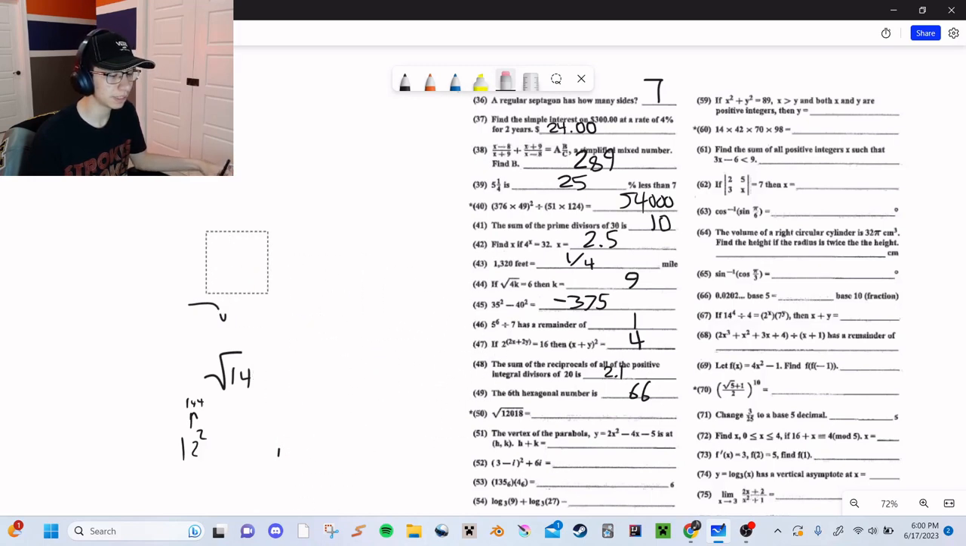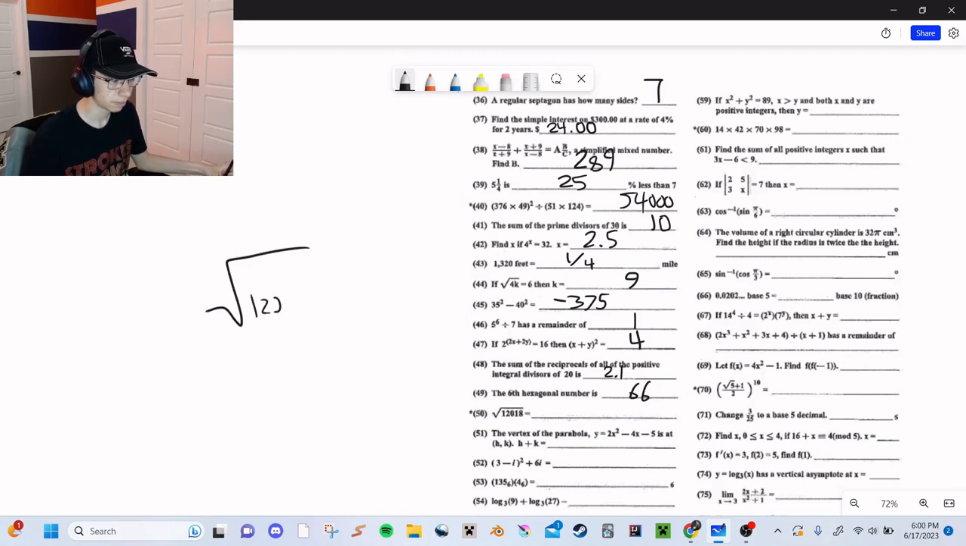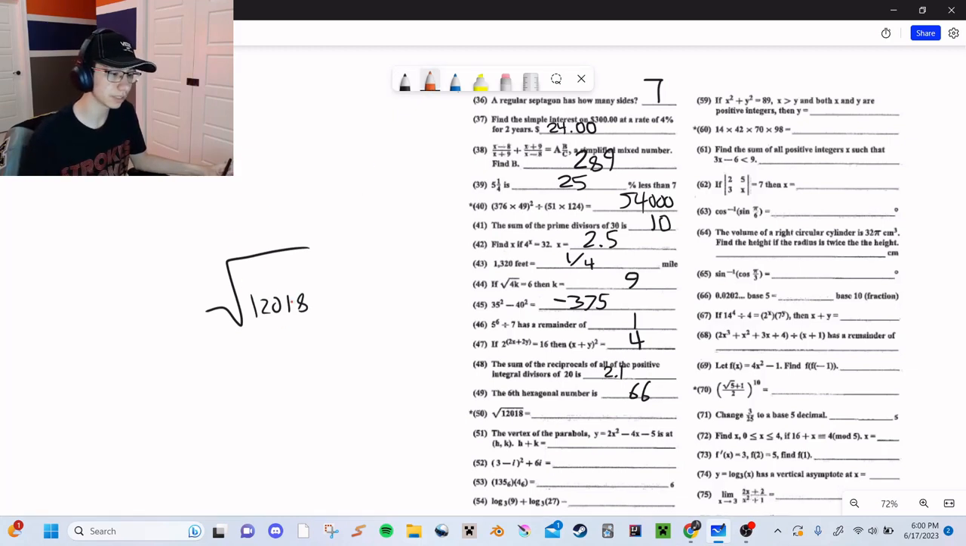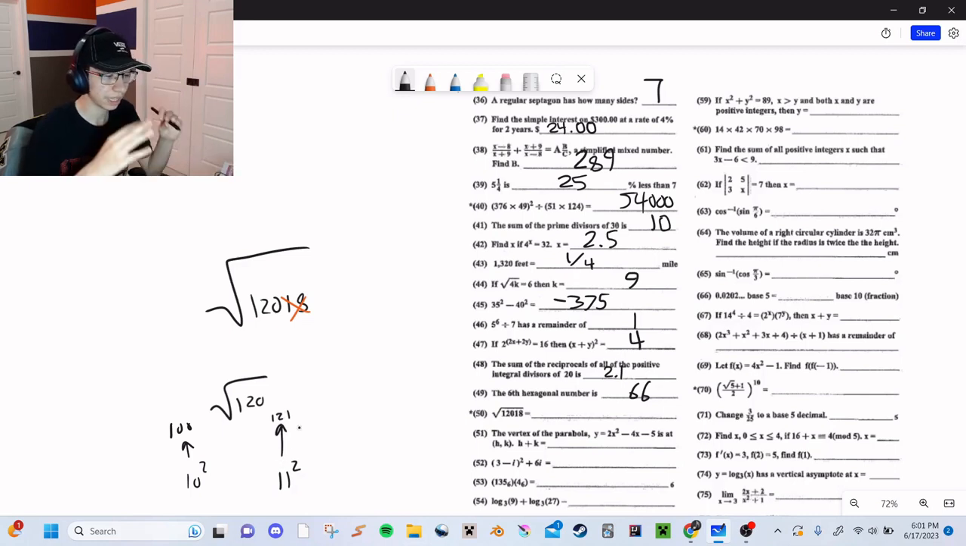Okay, so let's apply this to number 50. So let's do our trick. Let's ignore those last two digits. Let's only look at the square root of 120. And that's between 10 squared and 11 squared, which is 100 and 121. Now, which number is it closer to? It's closer to 11 squared.